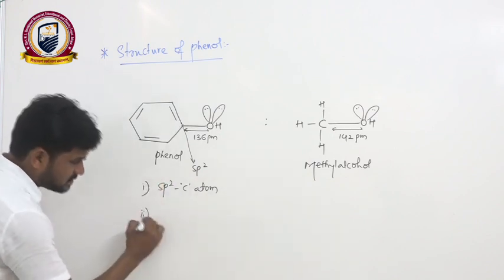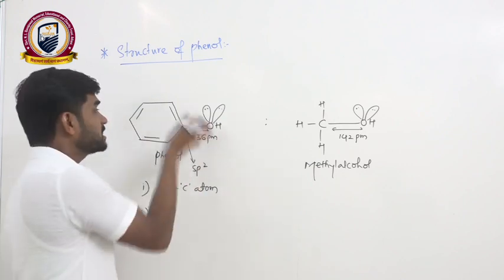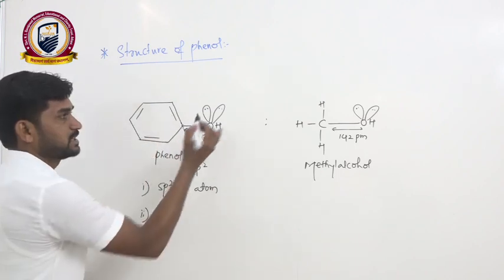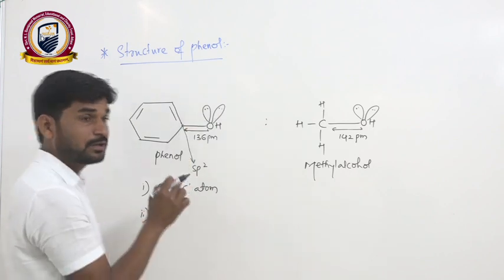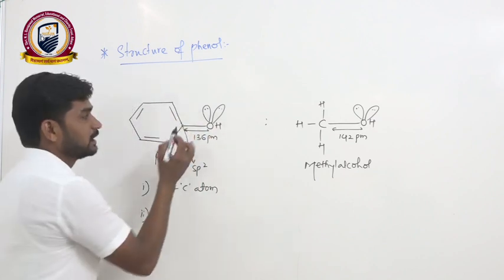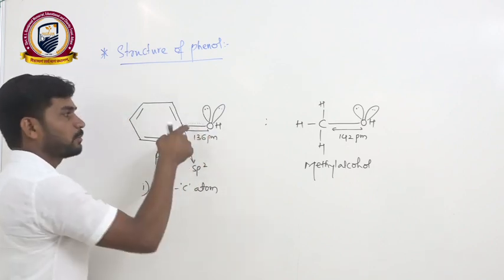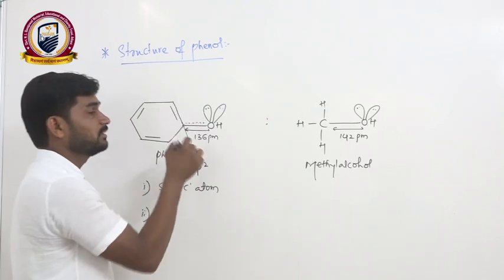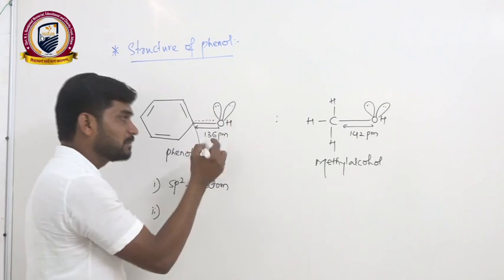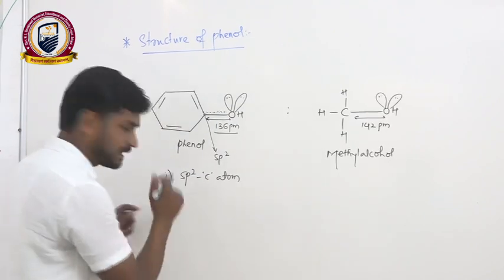And the second reason is that the unshared pair of electrons of the OH group in phenol takes part in conjugation with the pi bonds present in the benzene ring. So these unshared pairs of electrons take part in conjugation with these pi bonds. Due to this conjugation, this carbon and this oxygen acquire a partial double bond character. So there is a formation of a partial double bond character between this carbon and oxygen. Due to that reason, the bond length between carbon and oxygen becomes 136 picometer, which is lesser than methyl alcohol.